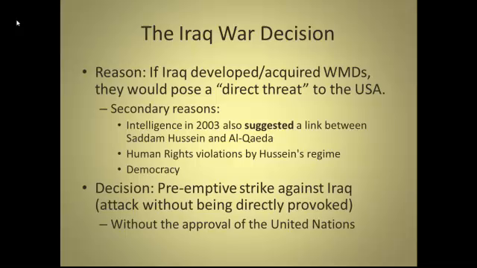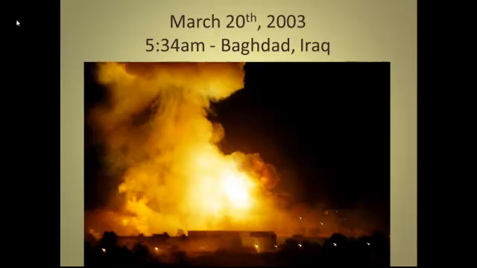Preemptive means that it is an attack without being directly provoked. The United States also made this decision without the approval of the United Nations. So at this point, the United States chose to go it alone. On March 20th of 2003, at 5:34 a.m., the Iraq War begins with a bombing campaign aimed at Saddam Hussein's palace in Baghdad.